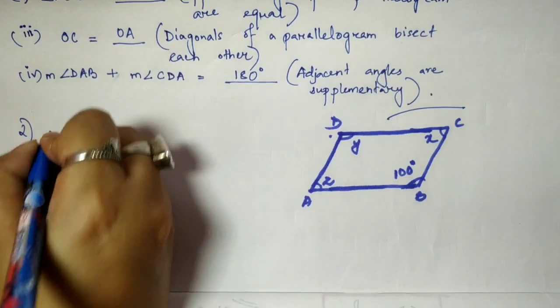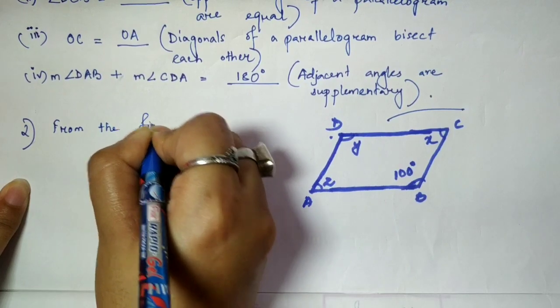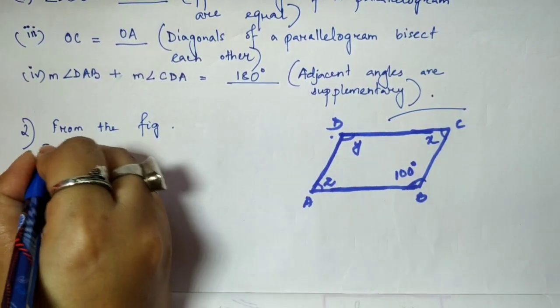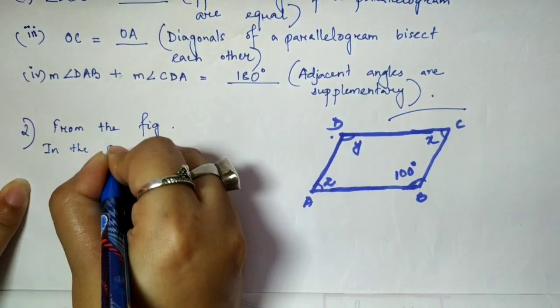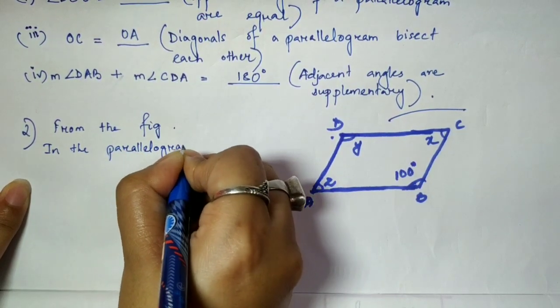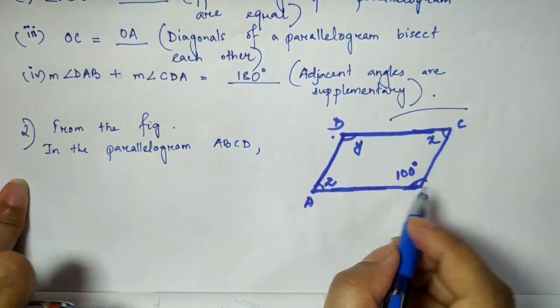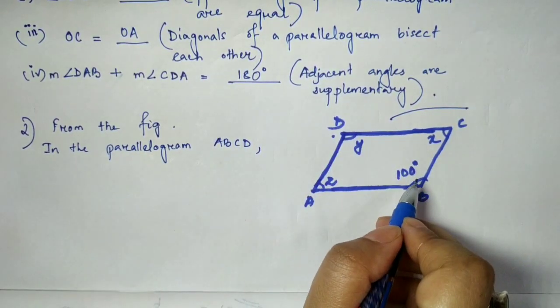So we'll start from the figure. We are using the figure. You have to draw the figure and we'll write from the figure what is given. It is a parallelogram, right? So we'll write in the parallelogram ABCD. First, this angle is given. Opposite angles of a parallelogram are equal.